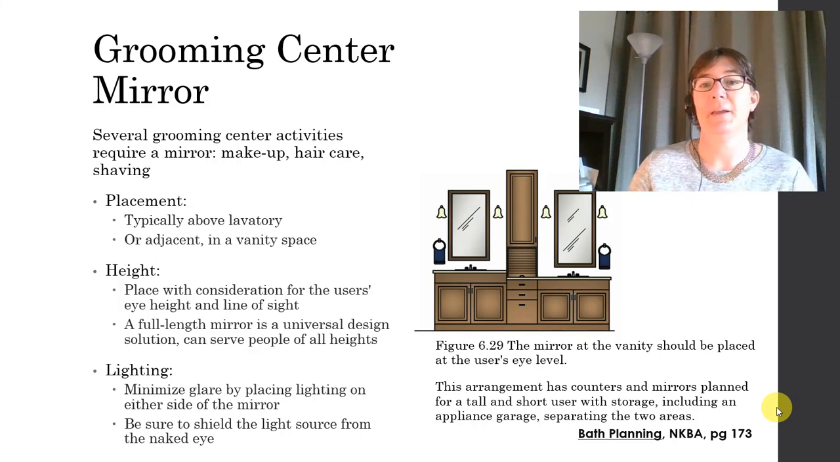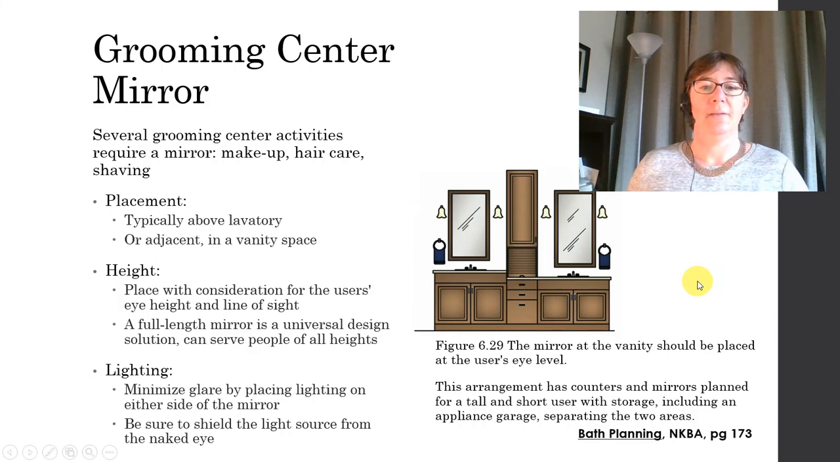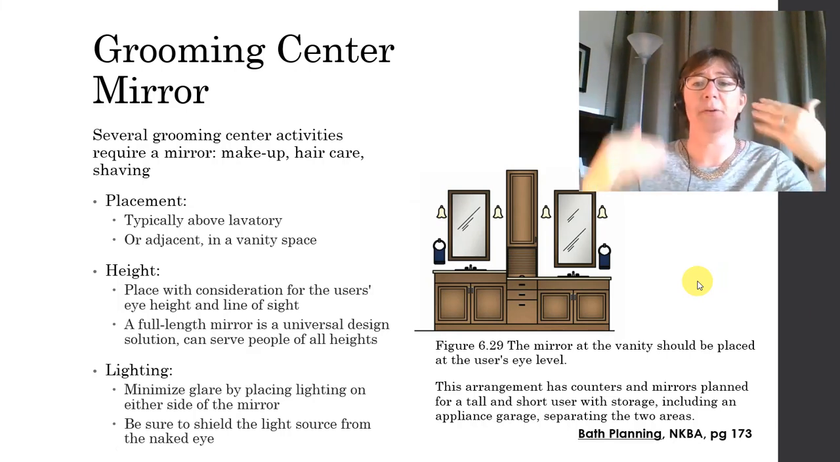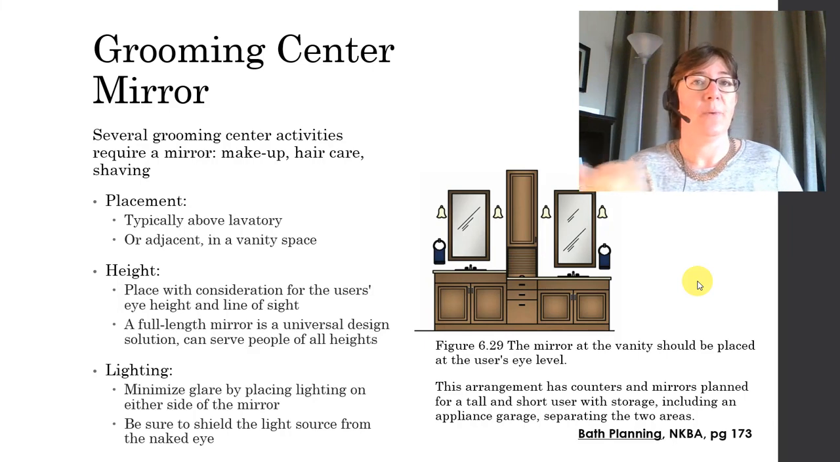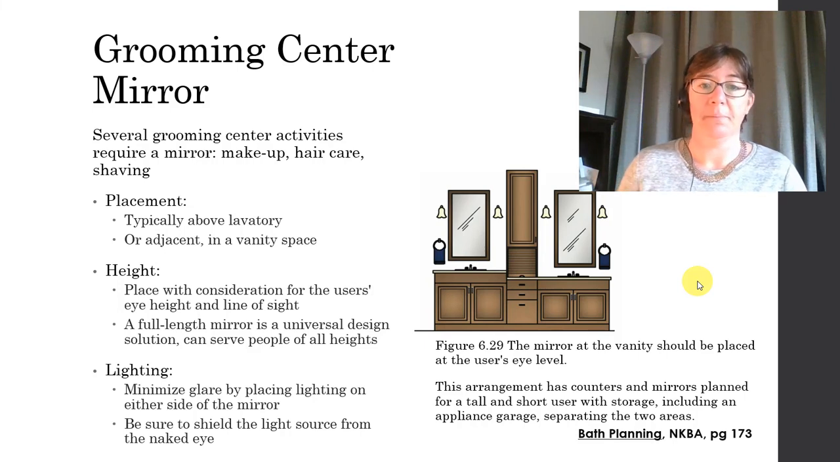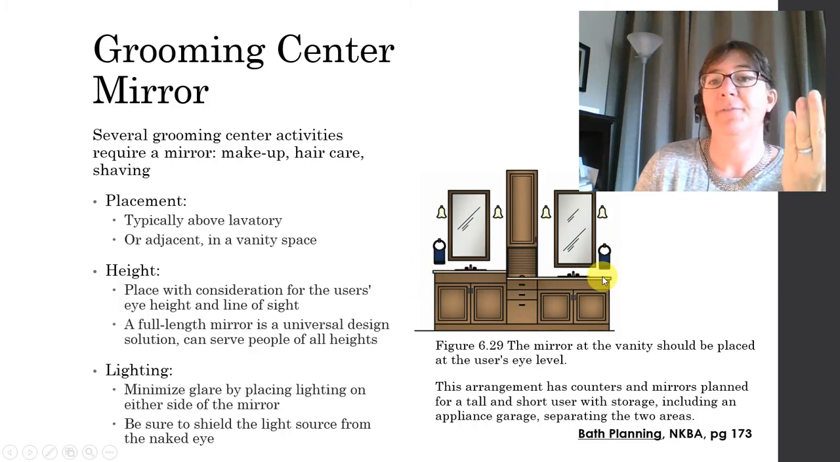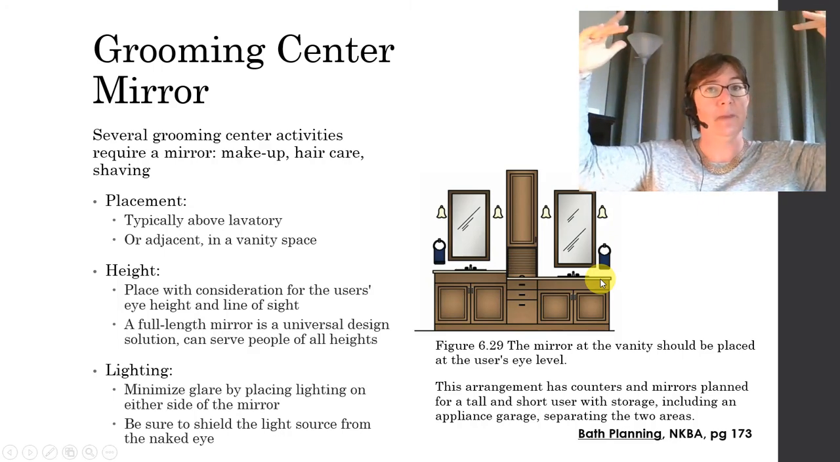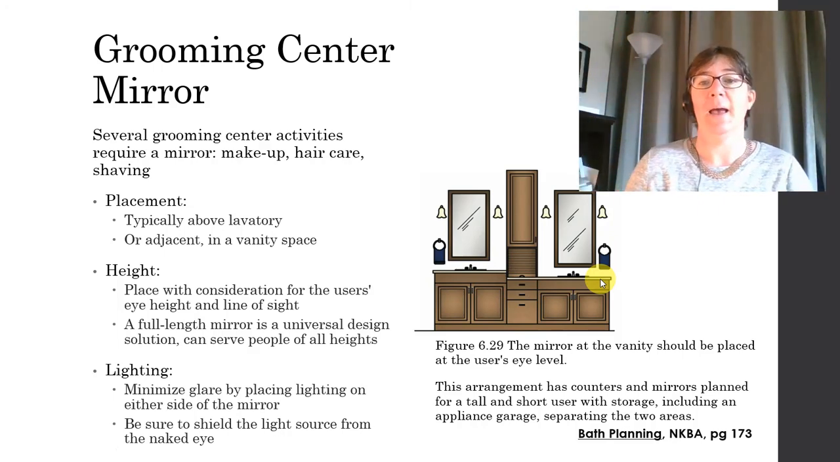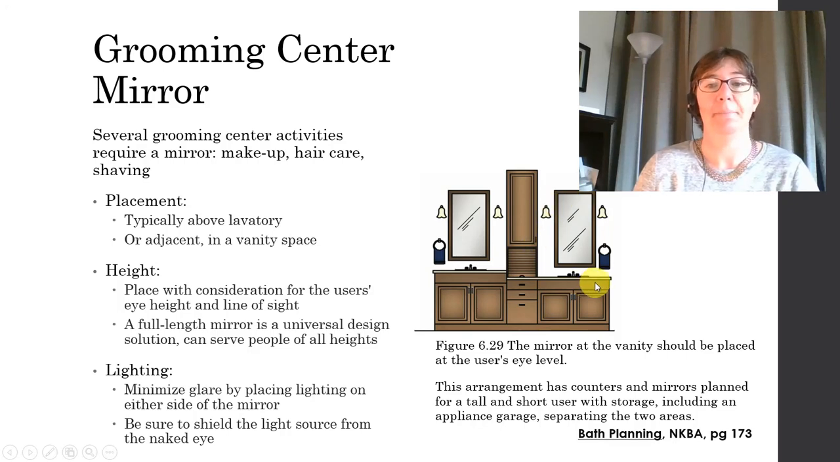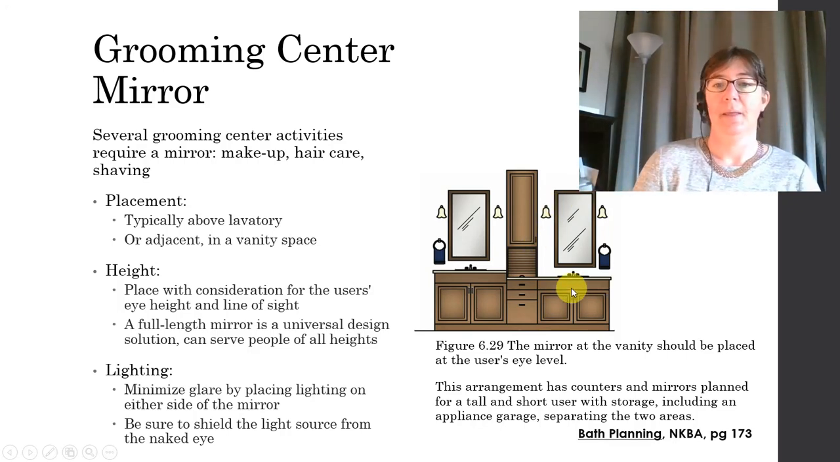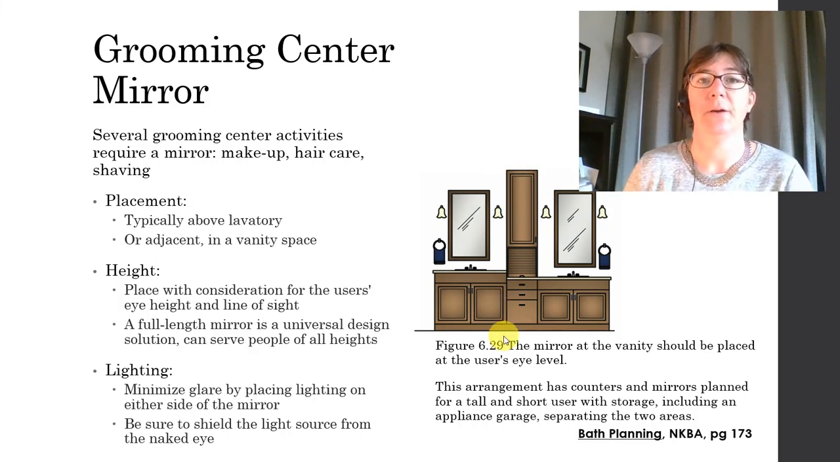So we've got an example here from your textbook, and the concept is that the mirror should be placed at the user's eye level, and we have an example of a tall and a short user in this particular bathroom. And here's one way that you could organize that. They've got a higher counter height and a lower counter height. And if you can see, the lights and the tops of the mirrors are aligned, but the mirror over the shorter countertop is actually lower. And in between the two, there's a storage or an appliance garage area.